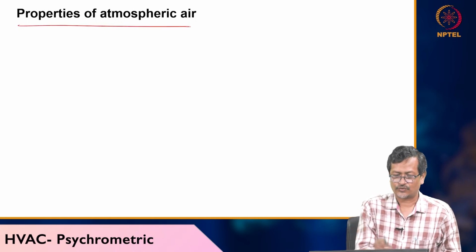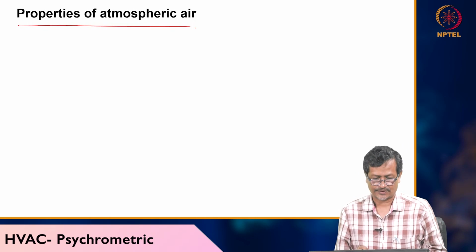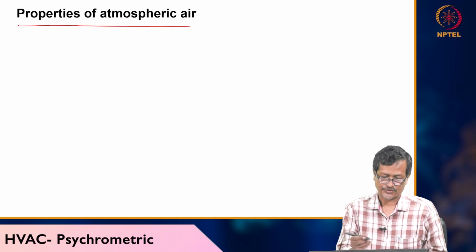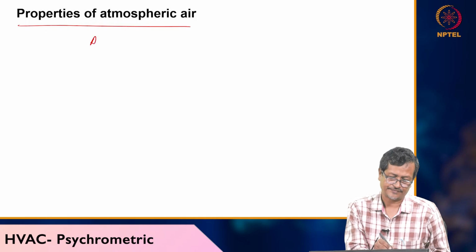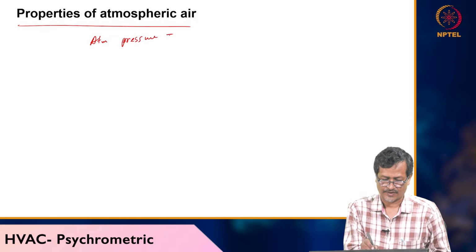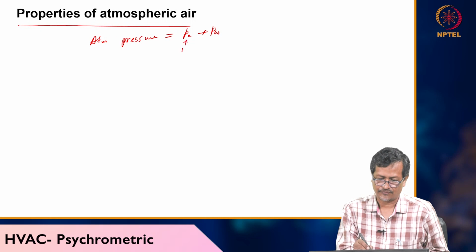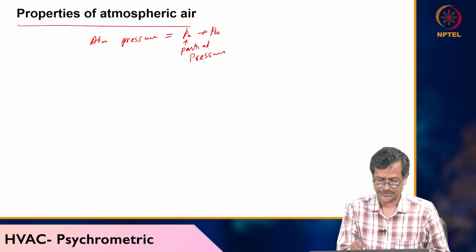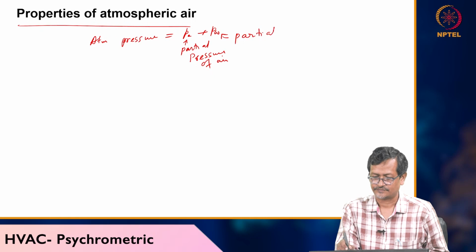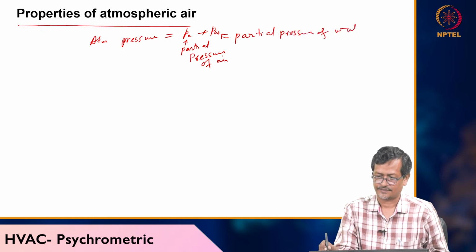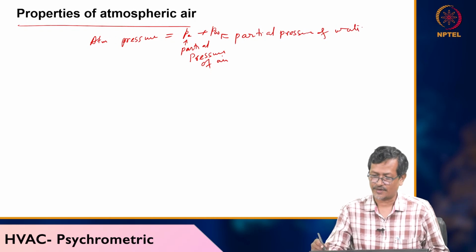Okay, now we'll go to some formulation properties of atmospheric air. So atmospheric air pressure P equals PA plus PW, where PA is the partial pressure of air and PW is the partial pressure of water in the air, or water vapor you can say.